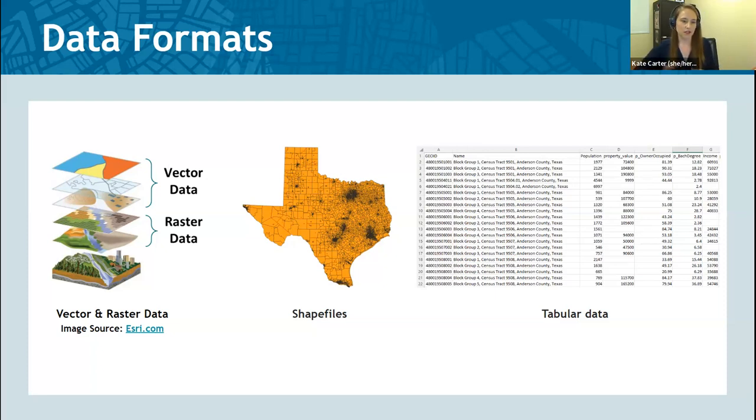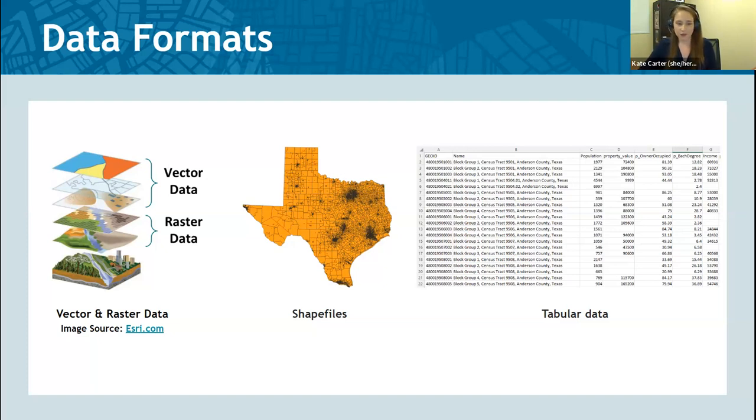So raster data is good to display things that have continuous data, such as temperature and elevation, whereas vector data is going to have more defined boundary lines. Shapefiles are a type of geospatial vector data format for GIS software. And so these are going to store the location, the geometry, and attribution of point, line, and polygon features. So for this webinar, we have provided shapefiles from the US Census. We'll talk a little bit more about this in a moment.